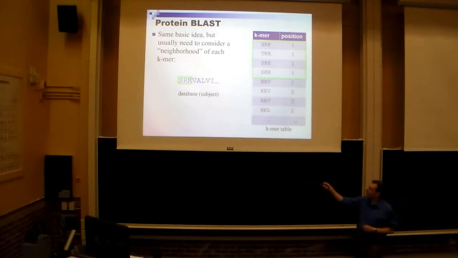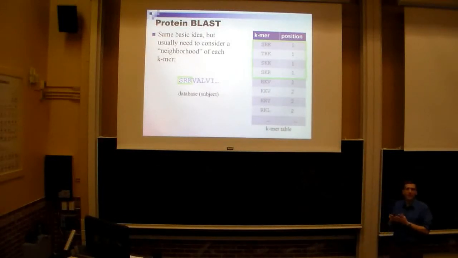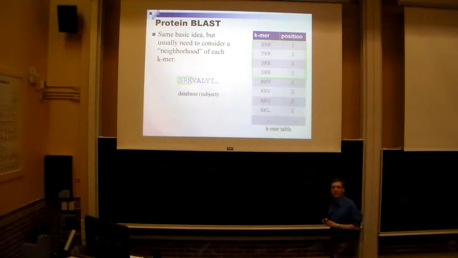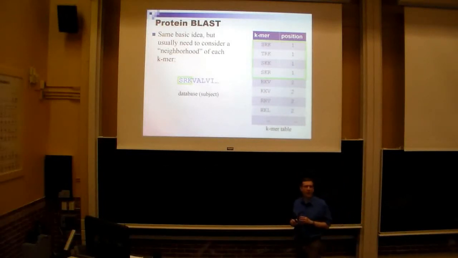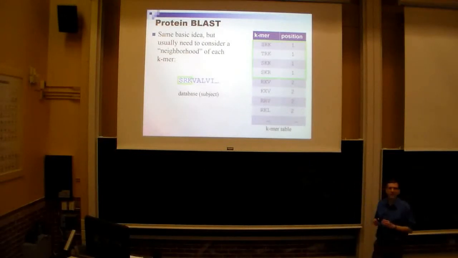So what we'll do when we see this in building our k-mer table is we don't just throw in SRK, we also try to create a neighborhood of similar k-mers, and we'll throw all of these into our table so that we'll recognize them when they come up in queries. Essentially we want to throw in anything that is close enough that we think it would make a good match, or at least a good beginning of a match. Otherwise, it's pretty much the same.